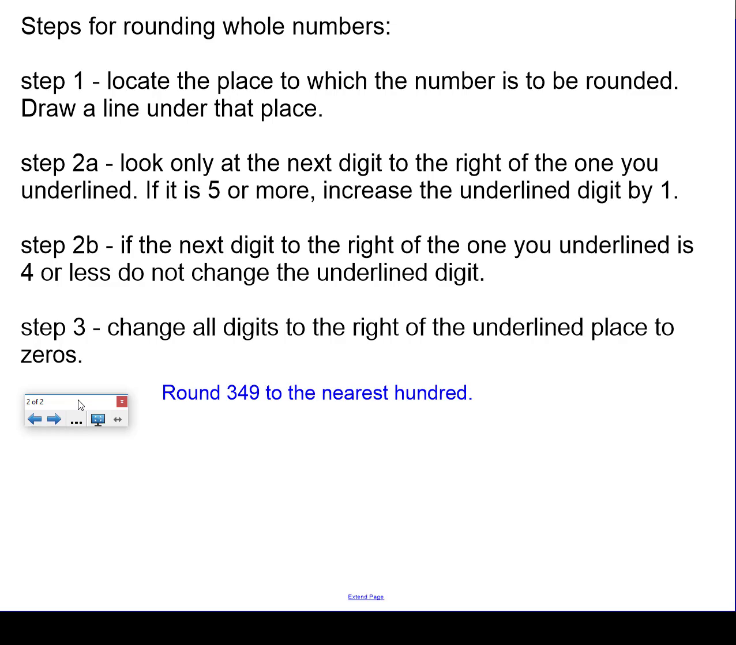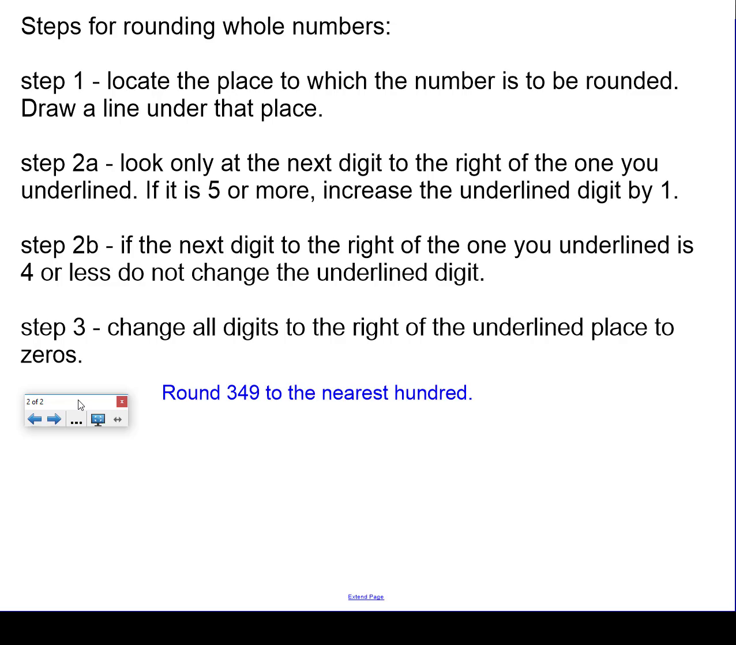Step 2b says if the next digit to the right of the one that you underlined is 4 or less, meaning 0, 1, 2, 3, or 4, do not change the underlined digit. Step 3 says change all digits to the right of the underlined place to zeros. Please pause this and write all these down. If you did not understand any of them, I promise I will go through the example at the bottom for you when you're ready for it.